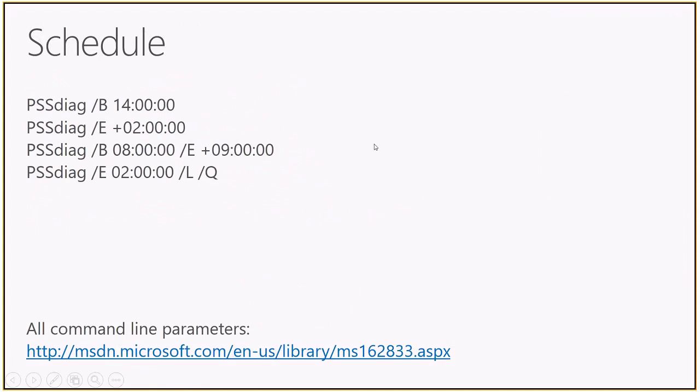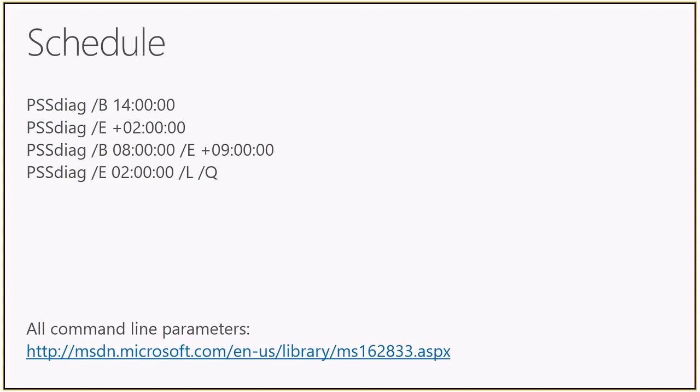Now, performance issues aren't always occurring right then. They don't necessarily happen at a convenient time. So there are ways to schedule PSSDiag. There are switches that you can use, like the top one there. PSSDiag /B means begin, so it's going to begin at 2 in the afternoon. If 2 p.m. has already passed for today, it will start at 2 p.m. tomorrow. The second one means start PSSDiag right now and end 2 hours from now.